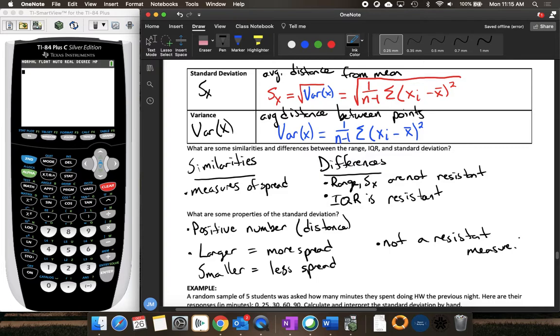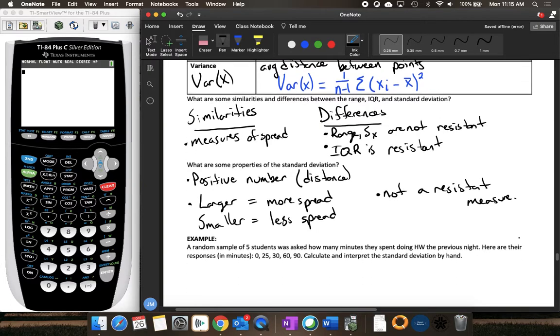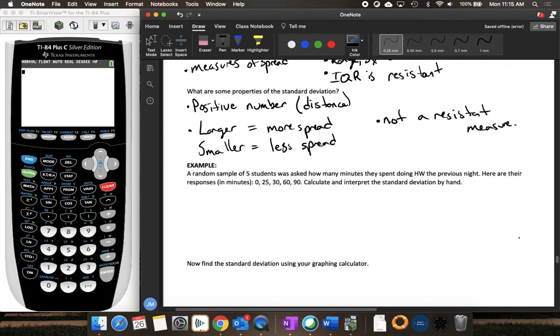Let's go ahead and find the standard deviation for a data set. So here I have a random sample of 5 students who were asked how many minutes they spent doing homework the previous night. Their responses in minutes were as follows: they spent either 0, 25, 30, 60, or 90 minutes.